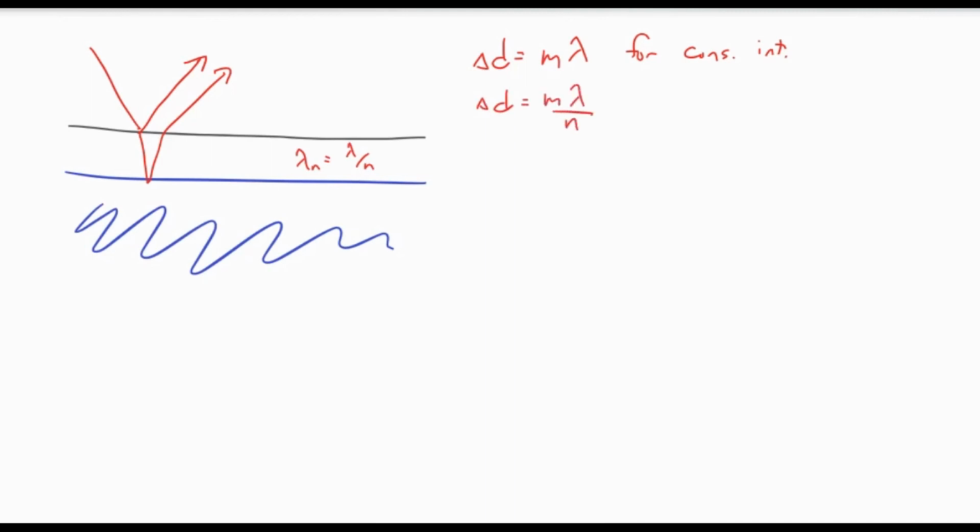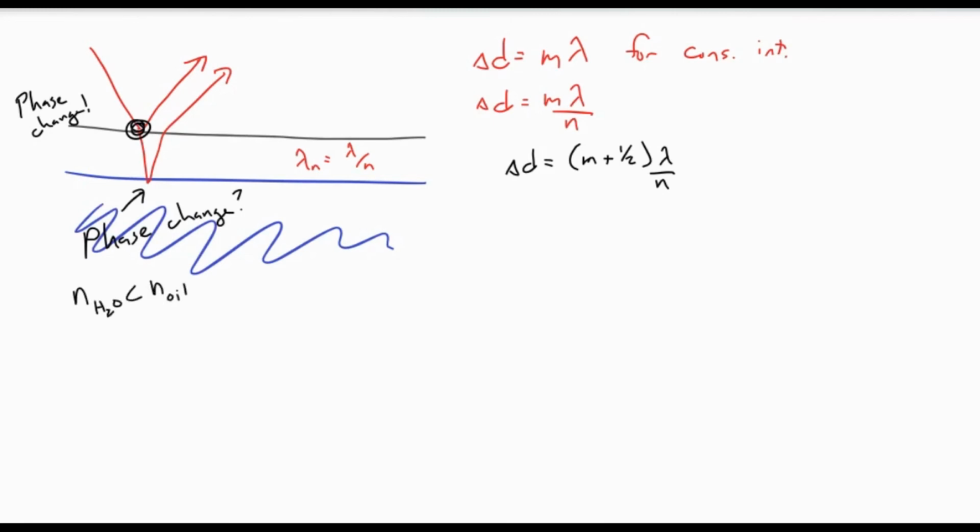And here's where things are a little different. When light reflects off of something with a higher index of refraction, it undergoes a change in phase. But when it reflects off of something with a lower index of refraction, it doesn't. A change of phase is the same thing as shifting things by 1/2 of a wavelength, and so that phase change turns this into m plus 1/2. On the bottom surface, does it have a phase change? Well, in this case, we're going to say that the index of refraction of water is less than the index of refraction of the oil, and so the answer is no.